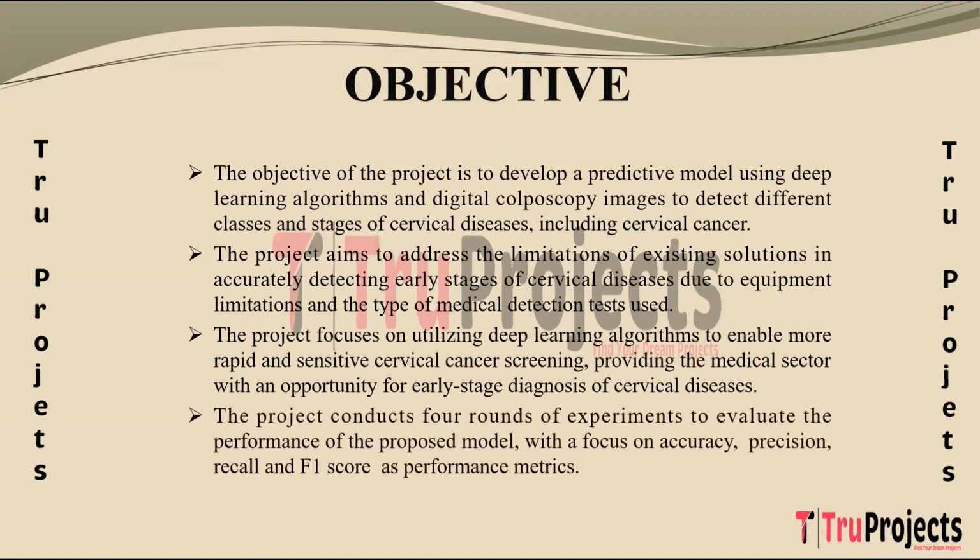Throughout the project, 4 rounds of rigorous experiments are conducted. These evaluations meticulously assess the model's performance, emphasizing metrics such as accuracy, precision, recall, and F1 score. These metrics serve as critical indicators of the model's capability to precisely classify diseases and minimize the occurrence of false diagnosis.